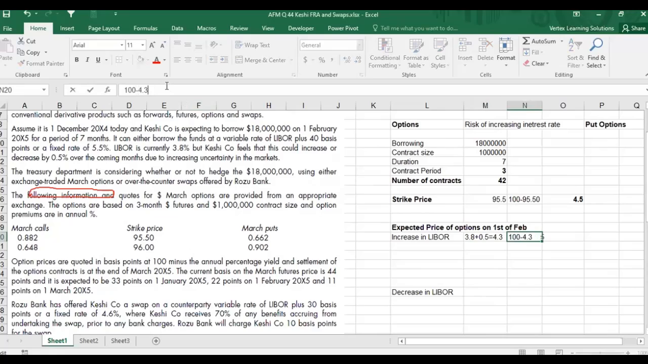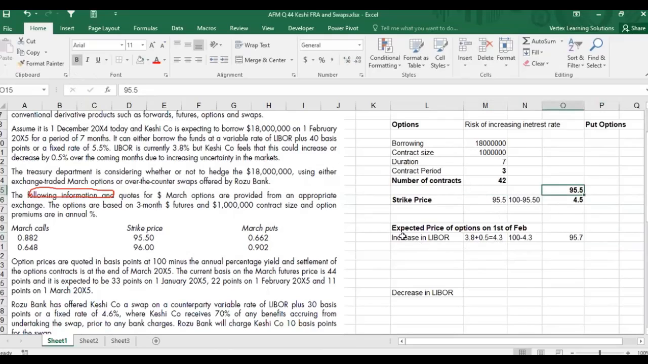So if you say 100 minus 4.3, but then there are some unexpired bases also. Let me not talk about bases here, and I'll put the number here. It means that the future price in the market, this contract, would be 95.7. So the interest rate would be 4.3, and 95.7 will be the price. You, by the way, have a price of 95.50. 95.50 is your strike price, which is available.